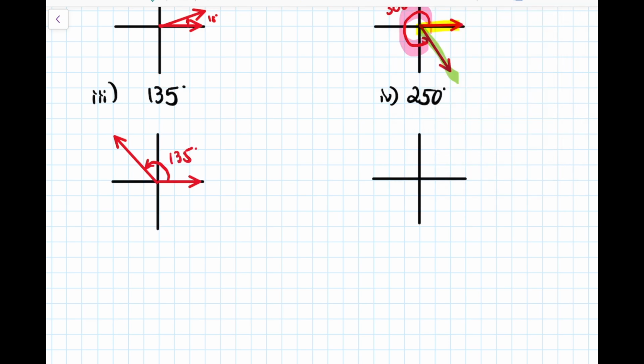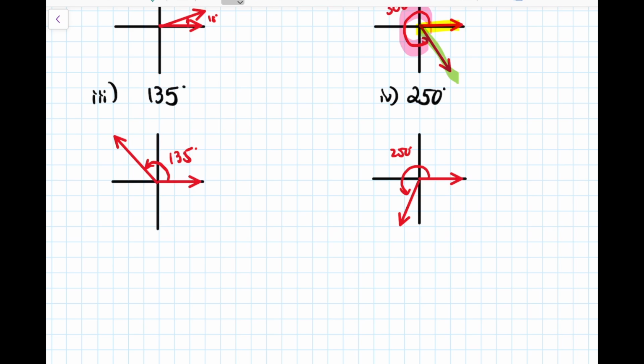270 is not perfect and I'm not going to expect you to be right on the money. So it's going to be, well, it's closer to 270 than it is to 180. So I would put it probably somewhere, I don't know, around here. And so there you go, that's sketching angles.